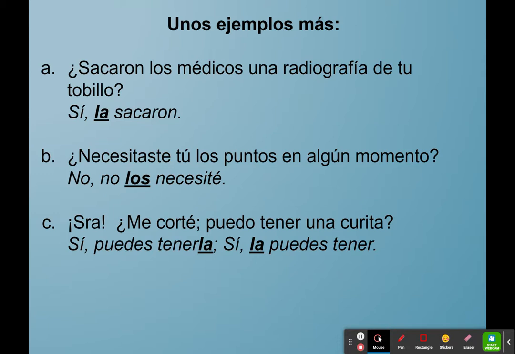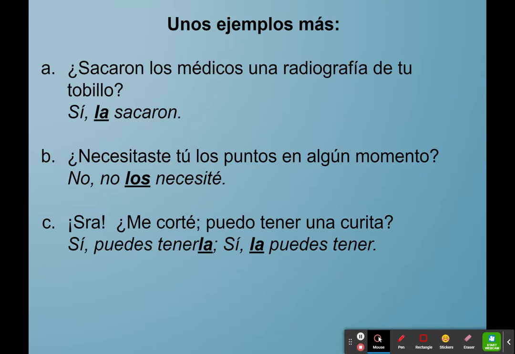For B, ¿necesitaste tú los puntos en algún momento? Did you need stitches at some point? The answer being no los necesité. No, I did not need them. Los means them and is replacing los puntos, the stitches in the original question.